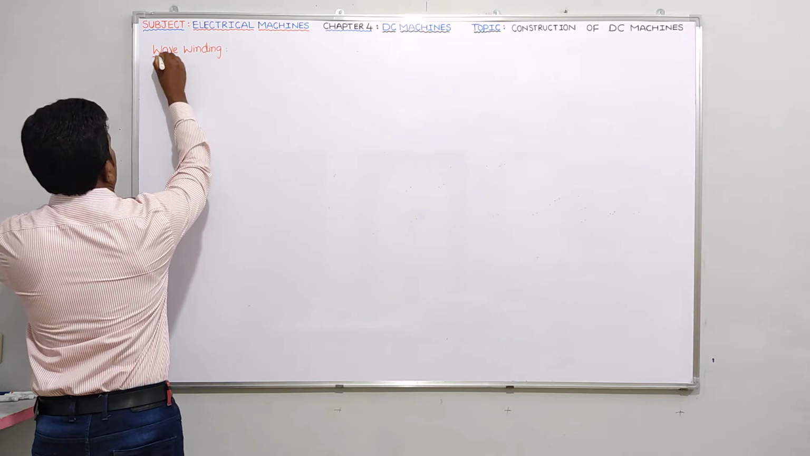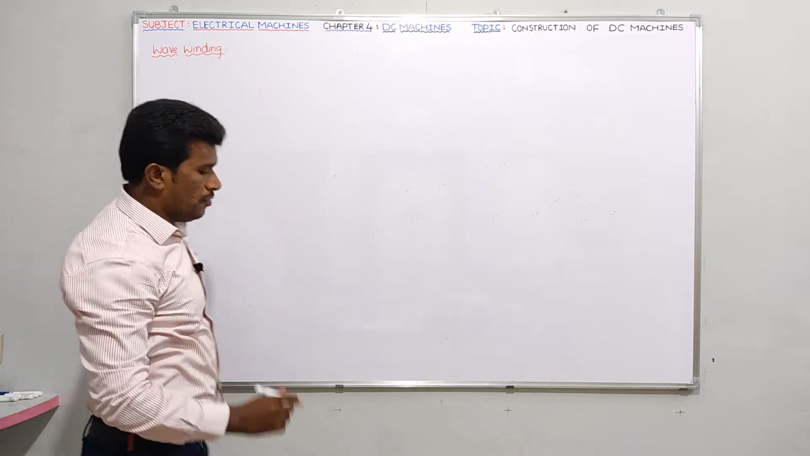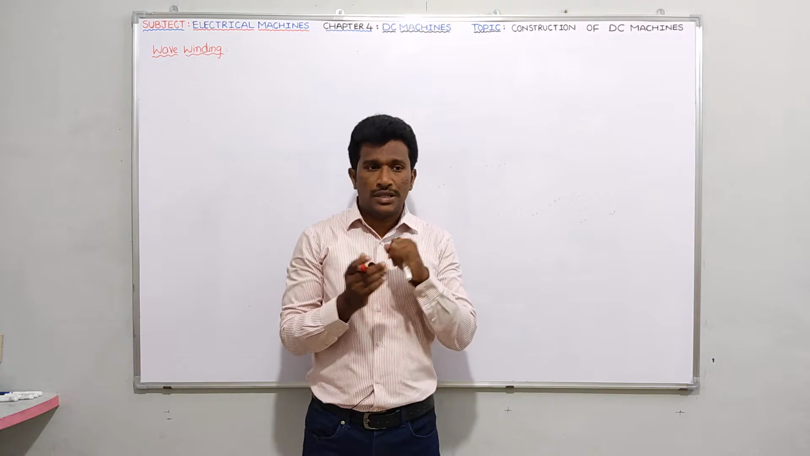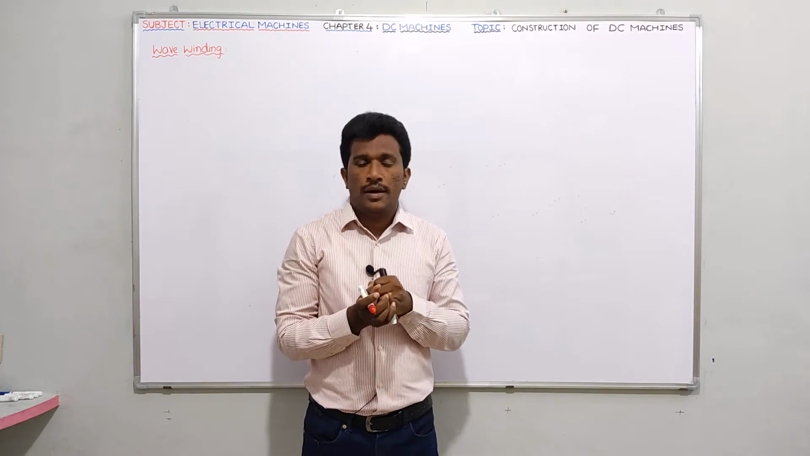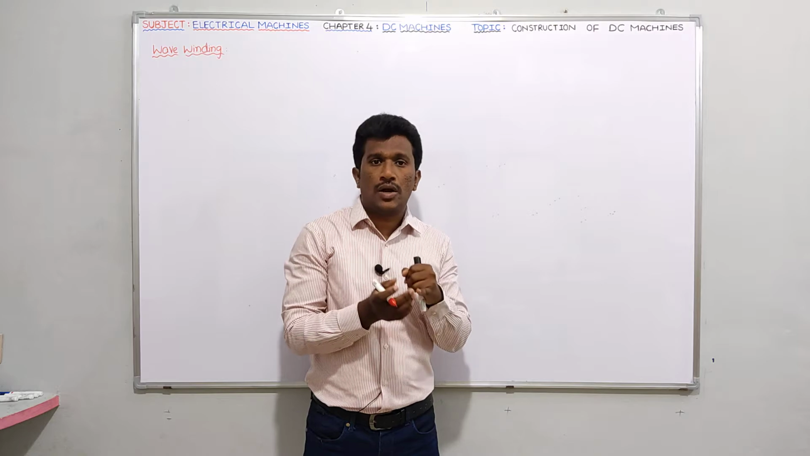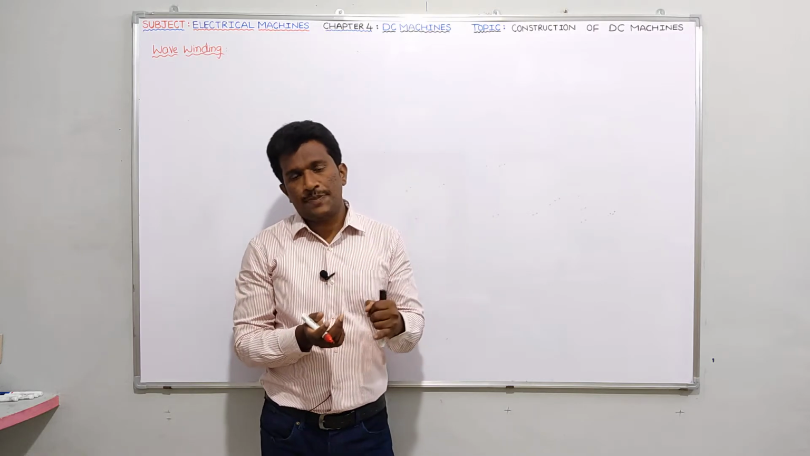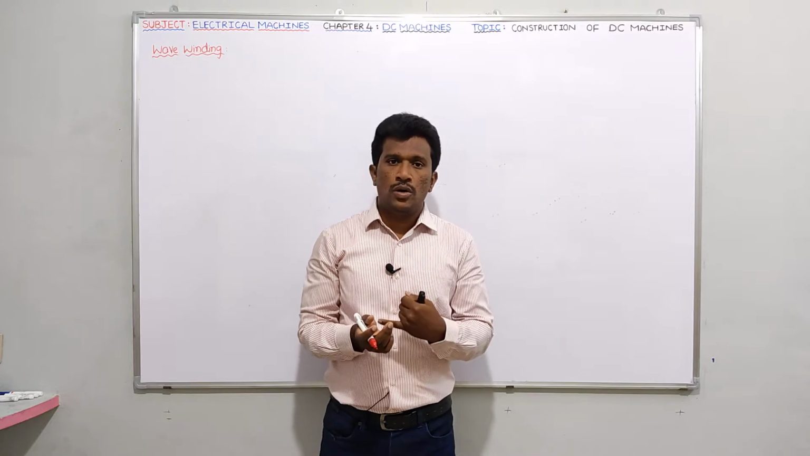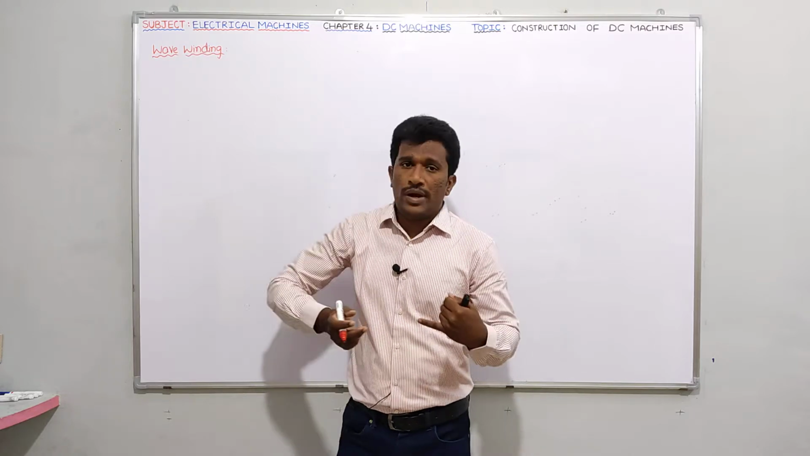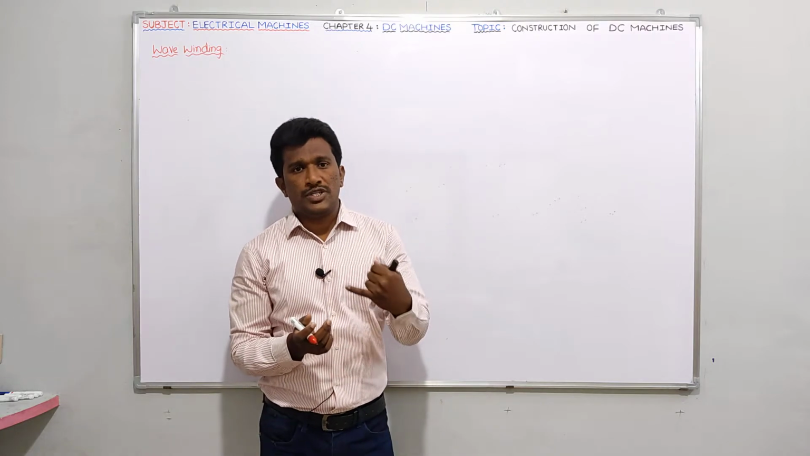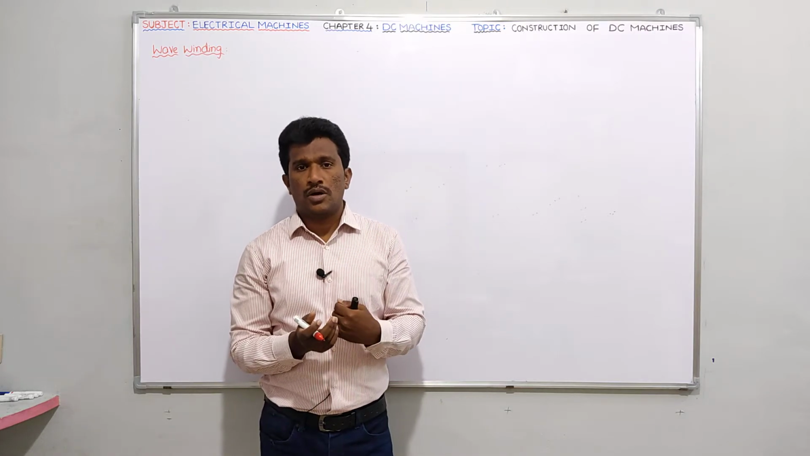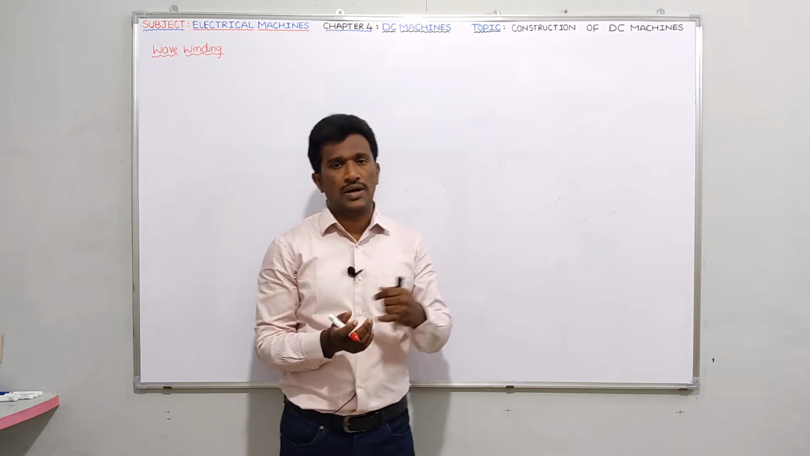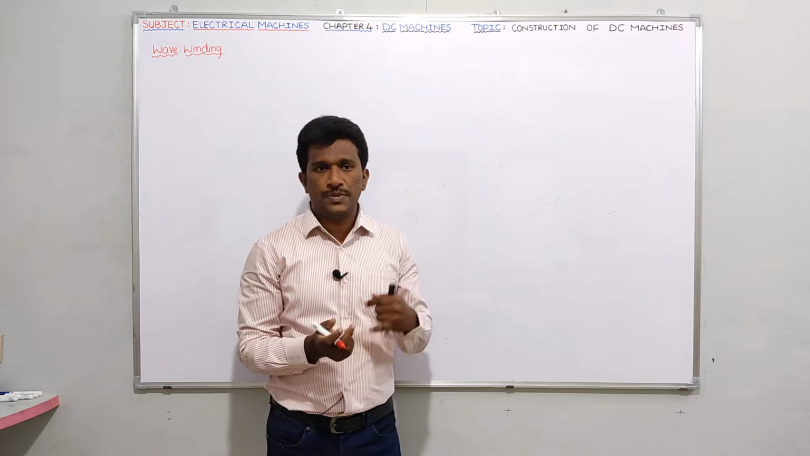In the last video, for explaining lap winding, we calculated coil span and we took a commutator pitch. By using coil span and commutator pitch, we designed lap winding. Like that here also, let me explain wave winding by taking commutator pitch and calculating a coil span. Coil span means the distance between two coil sides of a coil. I represented coil span with beta.